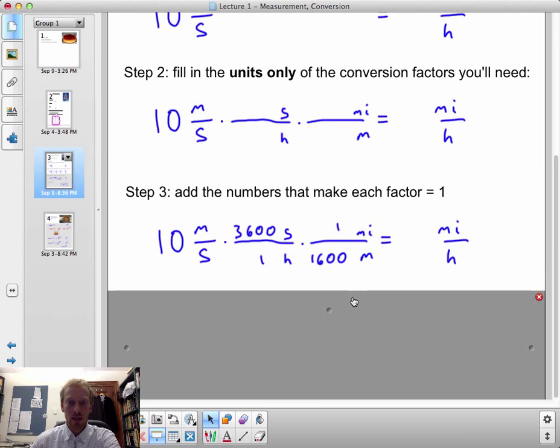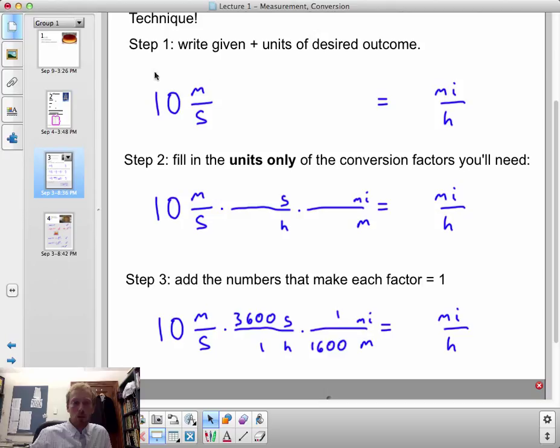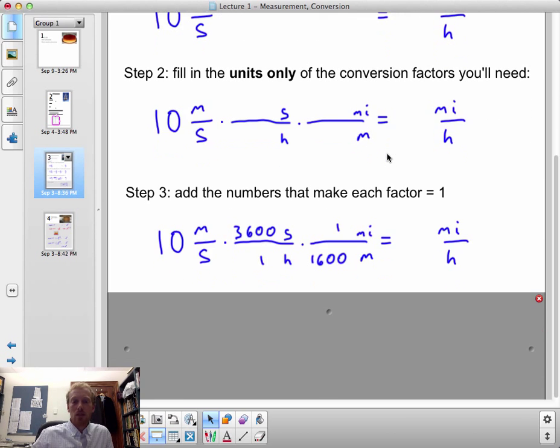Now, here's the secret of unit conversion: if you multiply a number by 1, you don't change it. If you multiply this 10 meters per second by the number 1, then you don't change it. You just end up with an equivalent number of miles per hour. So that's what we're going to do. We're going to make conversion factors that are each mathematically equivalent to 1.